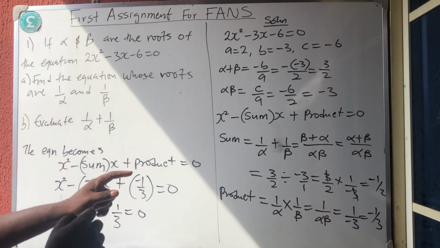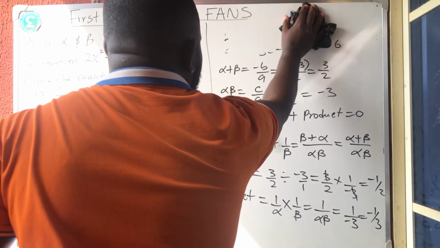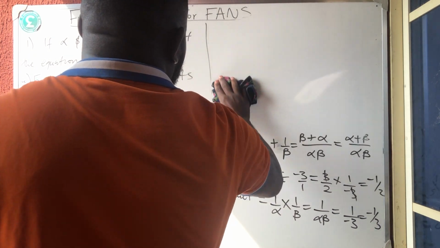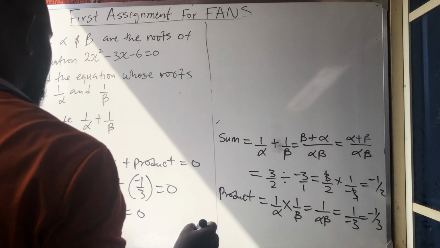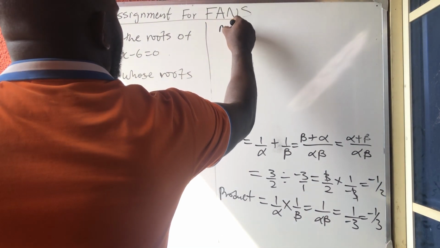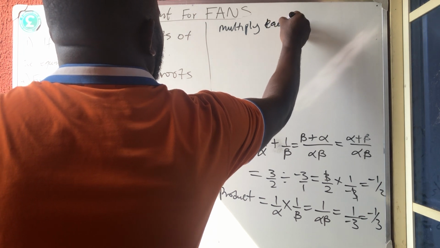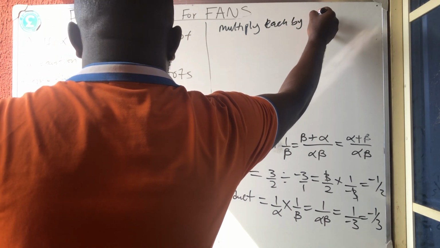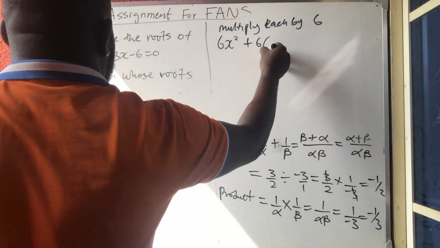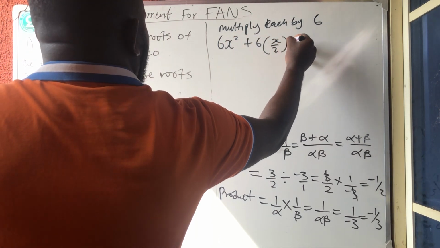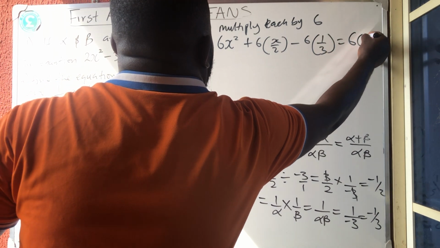Is equal to 0. Now to clear the denominator, you multiply each of the terms by the LCM. Multiply each of the terms by the LCM. So, the LCM here is 6. You say multiply each by 6. So I'm having 6x squared plus 6 in bracket of x over 2 minus 6 in bracket of 1 over 3 is equal to 6 in bracket of 0.